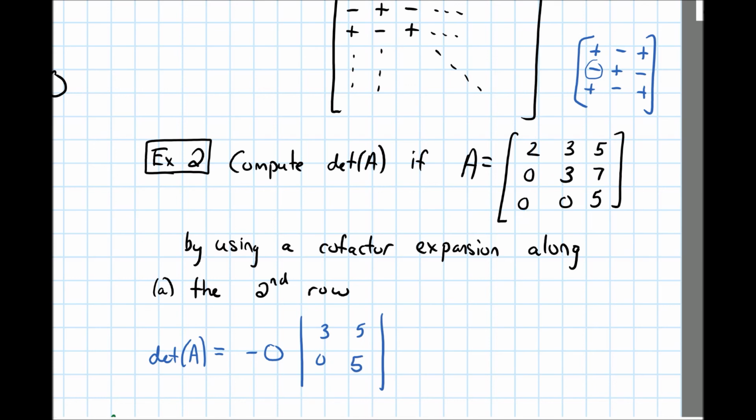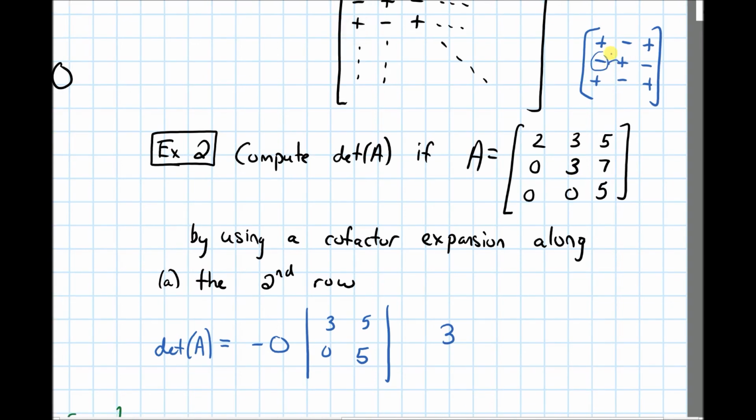Okay, so I have to continue along this second row. The next entry of that second row is this 3. So I'd write the 3. And what's the sign associated with the 3? Well, the sign associated with that 3 is this positive. So I put a plus in front of the 3, and then I multiply it by a determinant. The determinant I get when I cross out the row the 3 is a part of, and the column it's part of. So that leaves me with 2, 5, 0, 5.